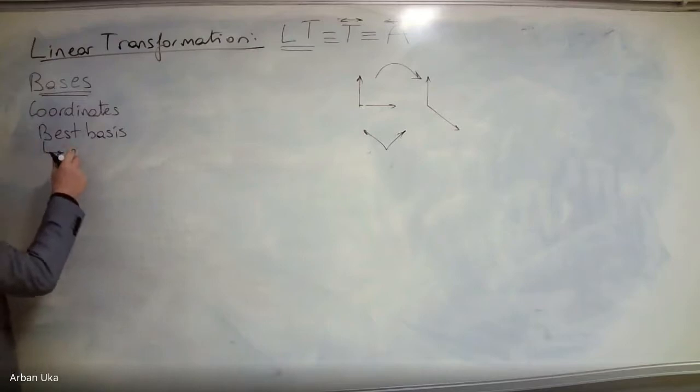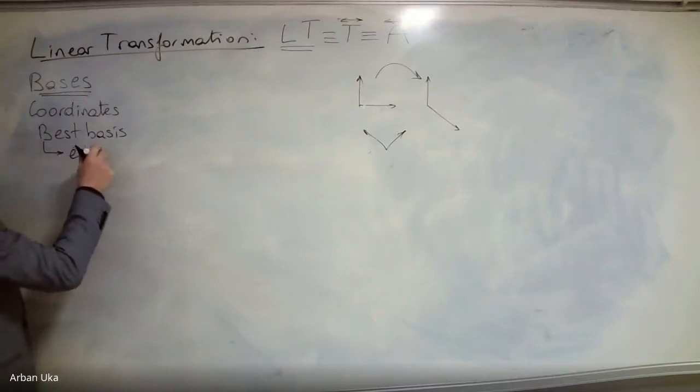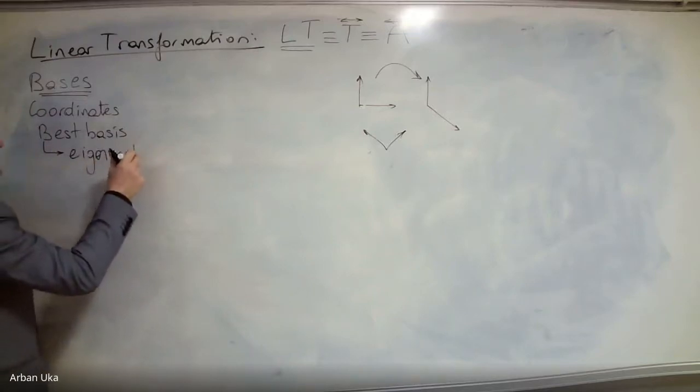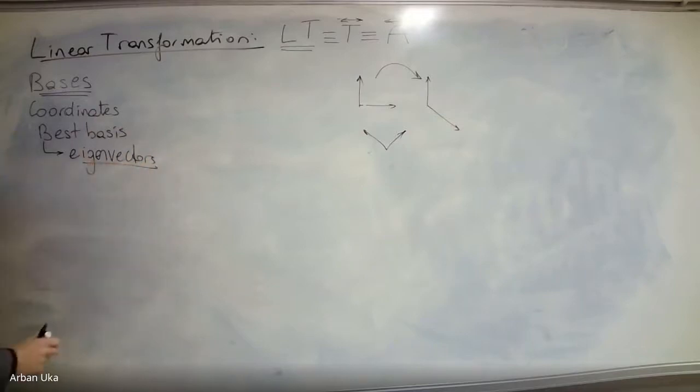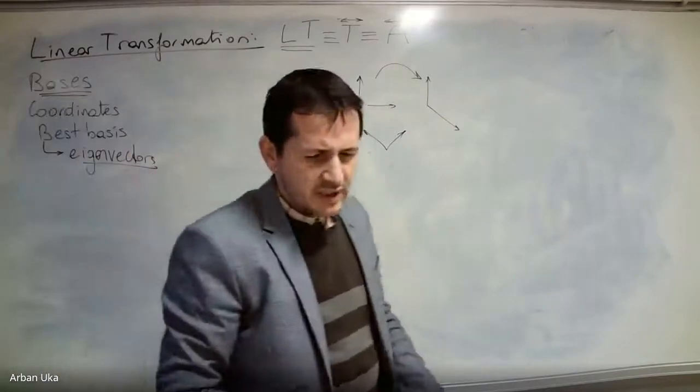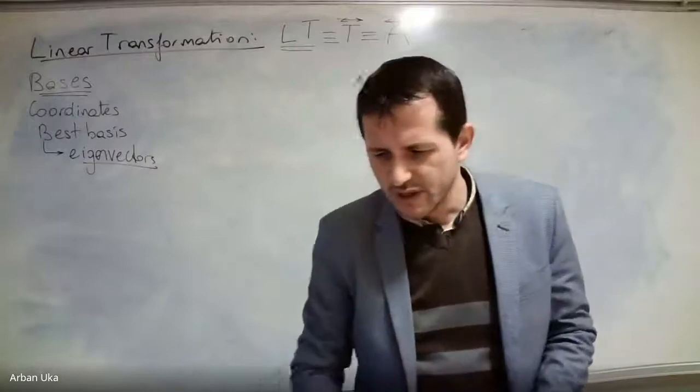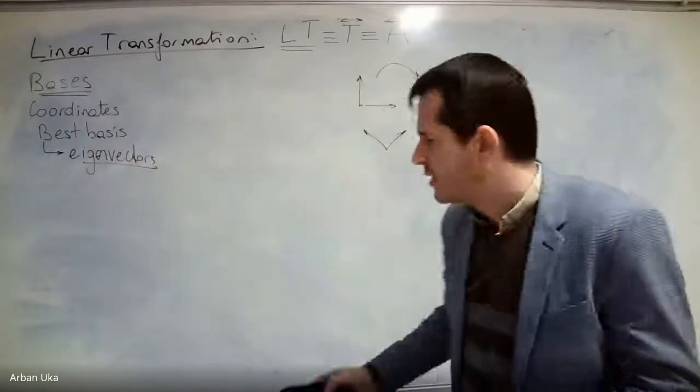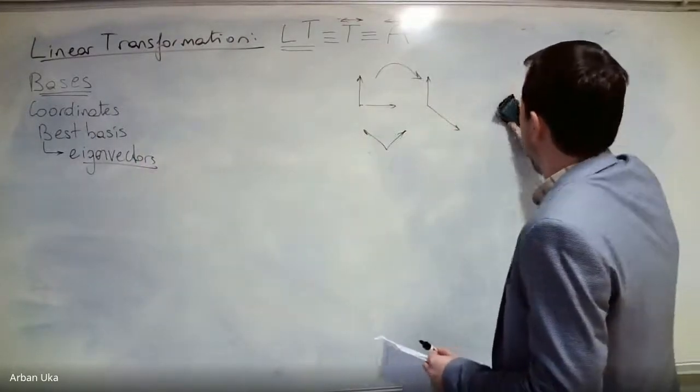So the best basis will be one which is composed of eigenvectors. And eigenvectors are respective vectors which can be associated with matrices, and where the matrix does preserve specific properties.